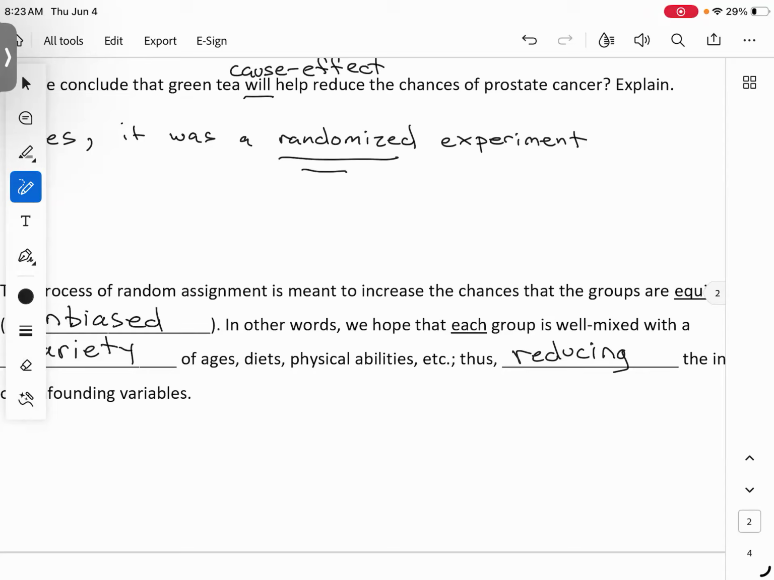And what that does is finally give us a chance to reduce the effects of confounding variables, one of which would have been age. But since they were all nicely randomly distributed, you got 30 very different, mixed-up guys versus another 30 mixed-up group of guys.